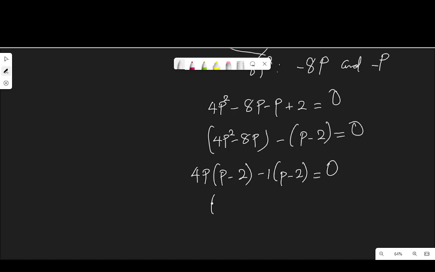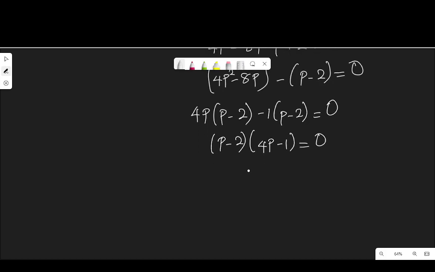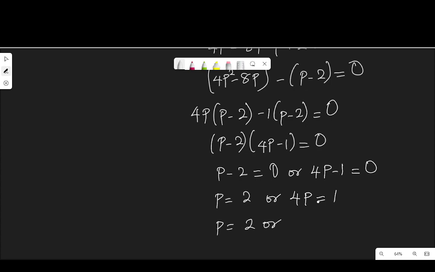We have a common factor p minus 2. So p minus 2, then we'll group this and this together, 4p minus 1 equal to 0. p minus 2, therefore, is equal to 0, or 4p minus 1 is equal to 0. Hence, p is equal to 2, or 4p is equal to 1. p is 2, or by dividing both sides by 4 here, p will be 1 over 4.